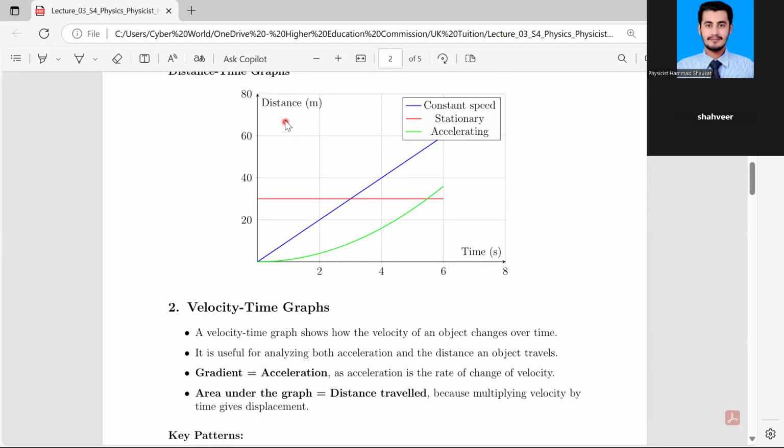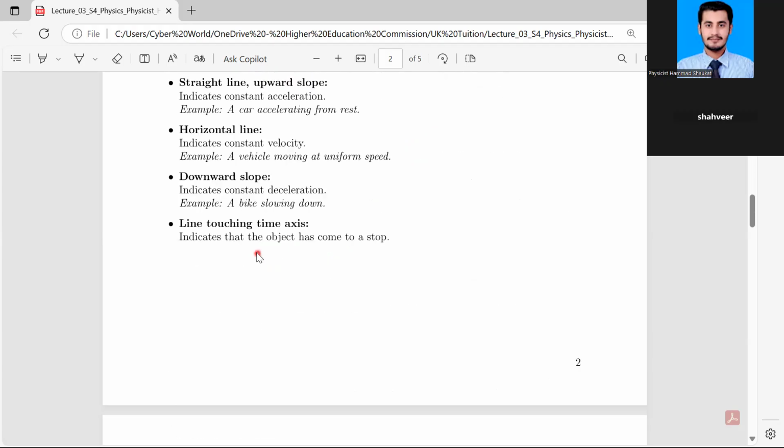And whenever we are making a graph for velocity time graph, here is the velocity. And when we are on this line, then we can say the velocity is 0. So if somebody has velocity 0, it means the body is at rest position, or the body just stops, not moving. Okay. So if a line touches the time axis, this indicates the object has come to a stop or come to rest.